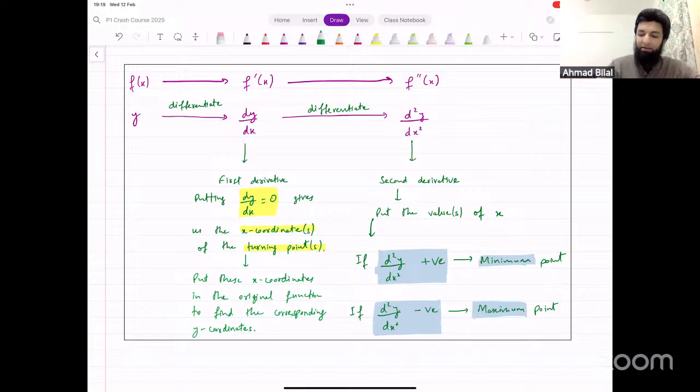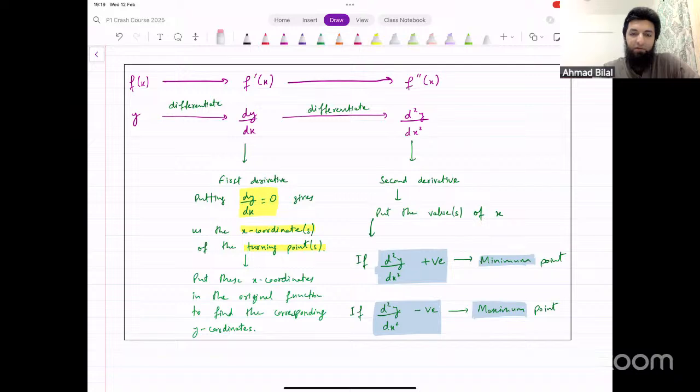If the second derivative is positive, that's a minimum point. If the second derivative is negative, that's a maximum point. This is also something that you've done in paper one. Okay, so to find the turning points, you put derivative equal to 0. All right, and to figure out if the turning point is maximum or minimum, you use the second derivative.